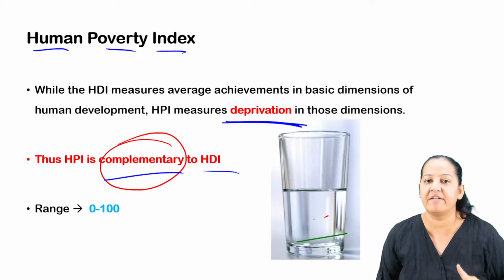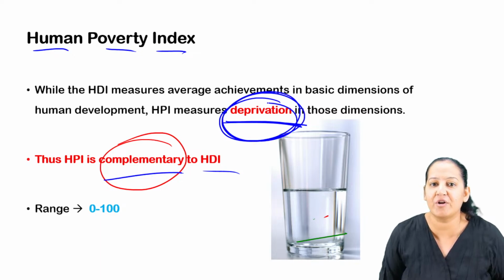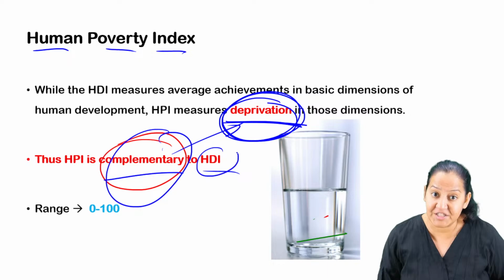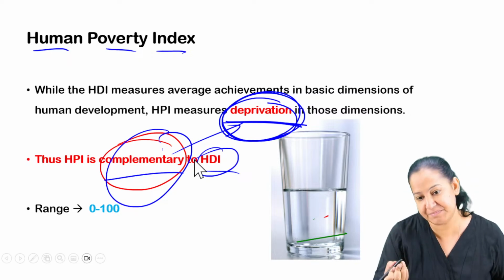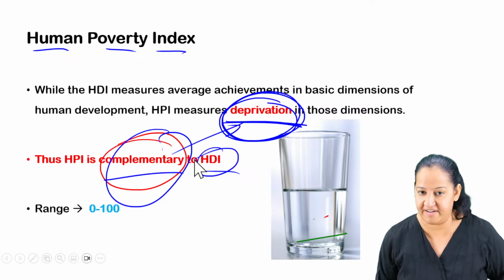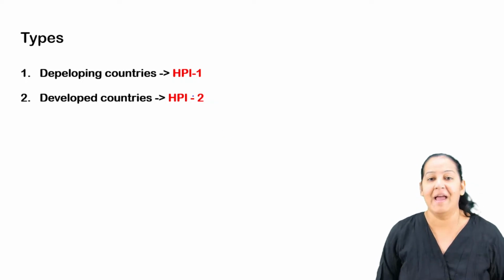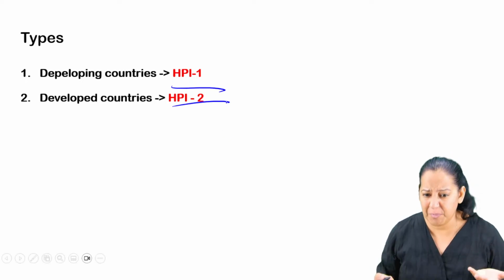So here I'm telling you about HPI, the Human Poverty Index. First of all, we have learned it's an indicator. It's a measurement of deprivation, not achievement. And it's complementary to HDI because HDI was a measurement of achievement and this is a measurement of deprivation. First of all, we have learned that. Now the second thing, it is of two types: HPI 1, HPI 2. You will say, what do you mean by that?